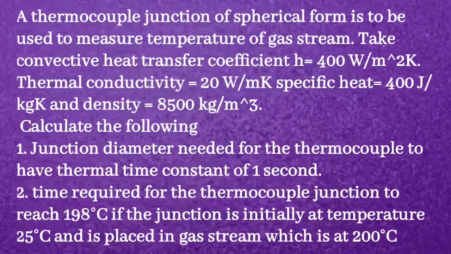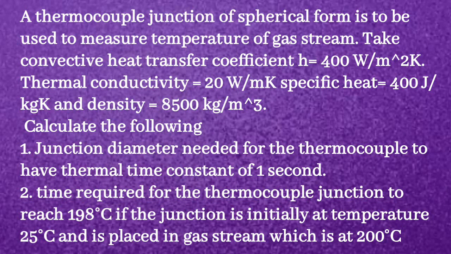We will read the given question. A thermocouple junction of spherical form is to be used to measure the temperature of a gas stream. Take convective heat transfer coefficient h equal to 400 watt per meter square Kelvin, thermal conductivity 20 watt per meter Kelvin, specific heat 400 joule per kilogram Kelvin and density 8500 kilogram per meter cube. Calculate the following. First, the junction diameter needed for the thermocouple to have a thermal time constant of 1 second.